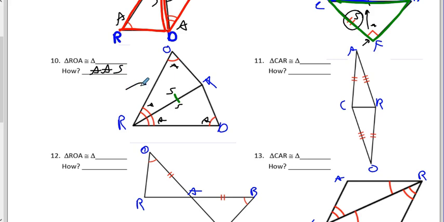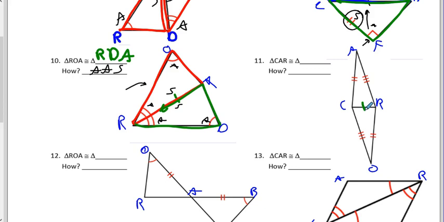Now, order matters. ROA. I'm starting at angle 2, going to angle 1, no angle, and back. So what order did I go? I went R, D, A. Not R-A-D because it sounds rad. All right? Number 11, I mark that side.